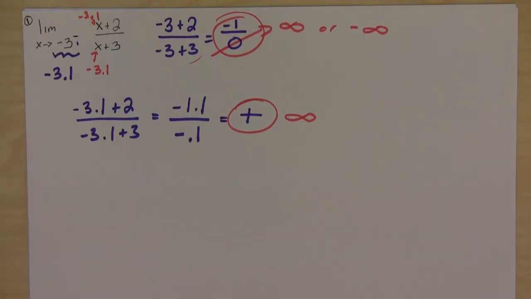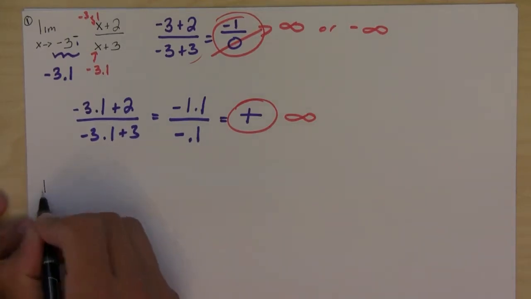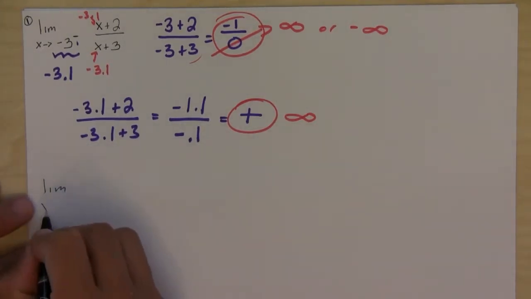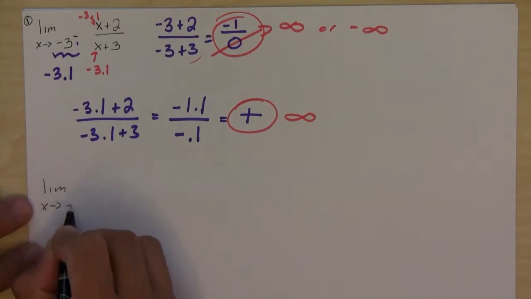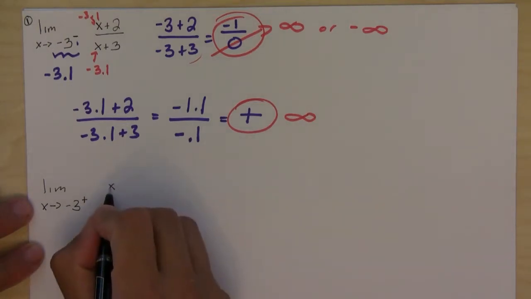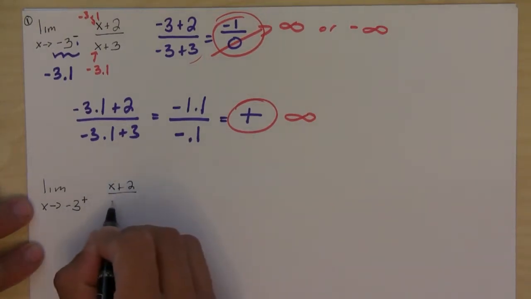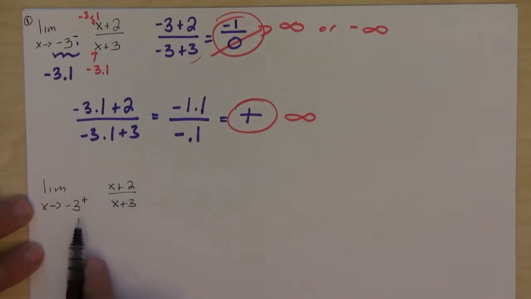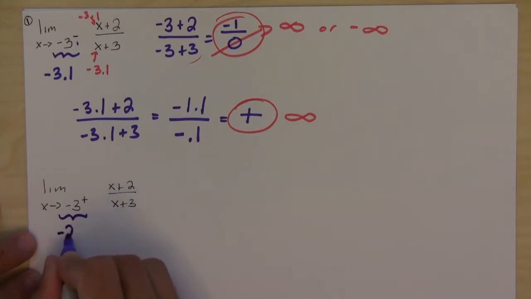Okay, now that was the problem, but let's take a look at the same thing but going from the right hand side. So let's say we look at the limit as x approaches -3 from the positive direction, or the right side, and this time I'm going to pick a number that's close to -3 from the right. So let's pick -2.9.